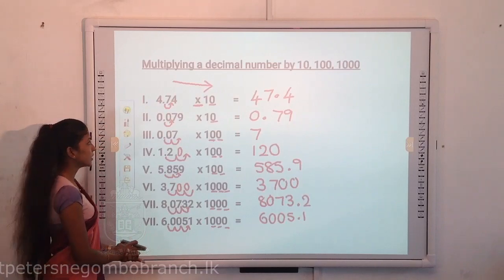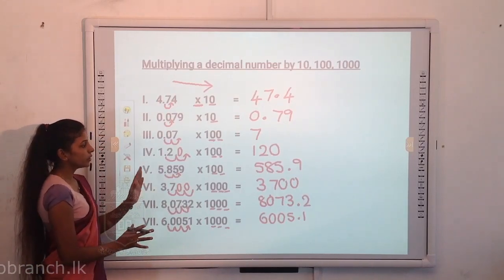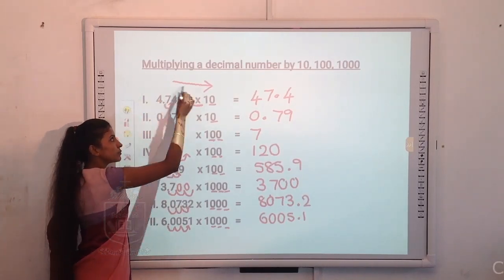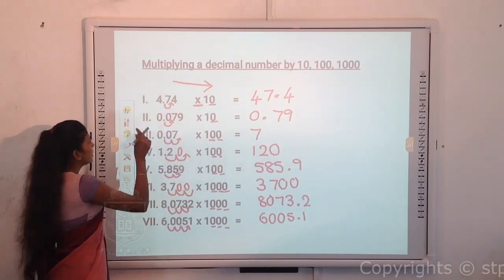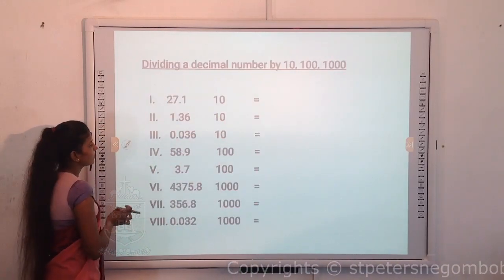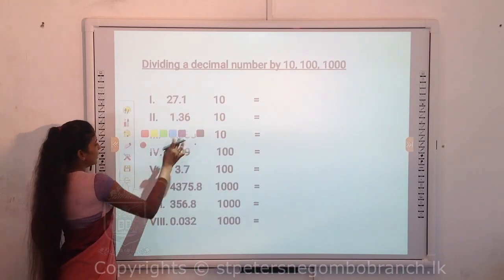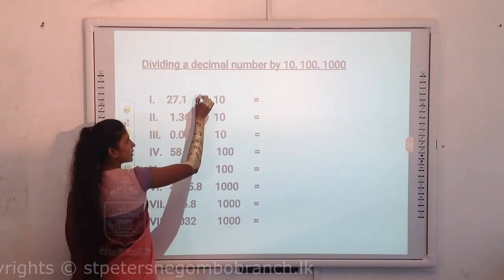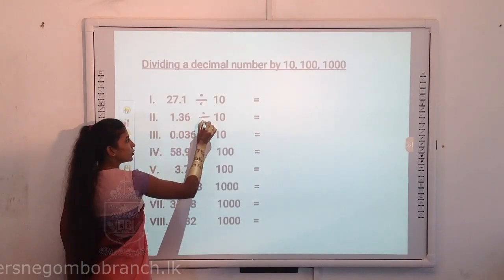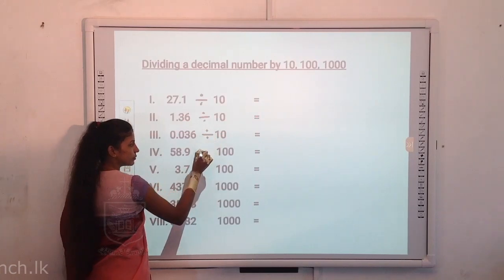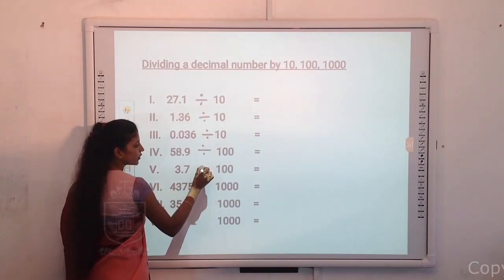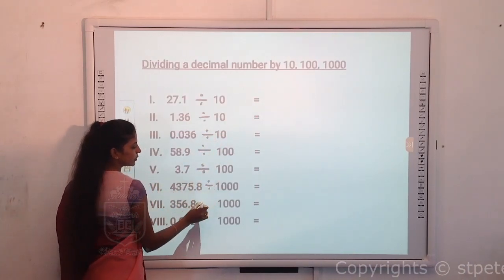Let's move to the division. That is also very easy. So in multiplication, we move the decimal point to the right side. So what will happen if it is division? If it is division, what you have to do? Always you have to move the decimal point to the left side from the initial point. So let's move.